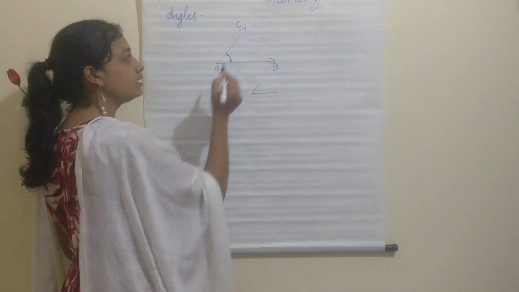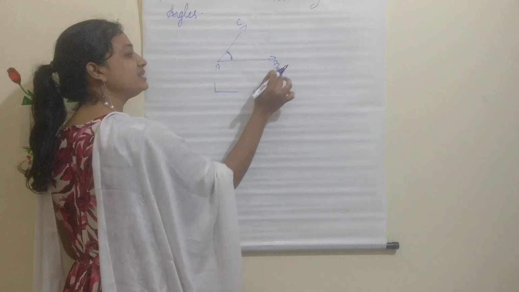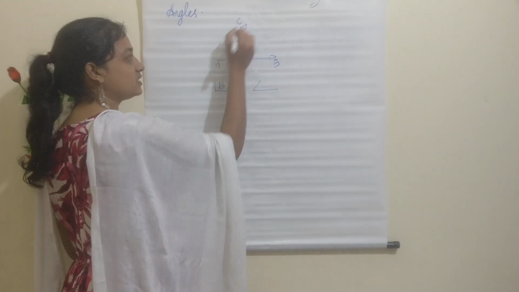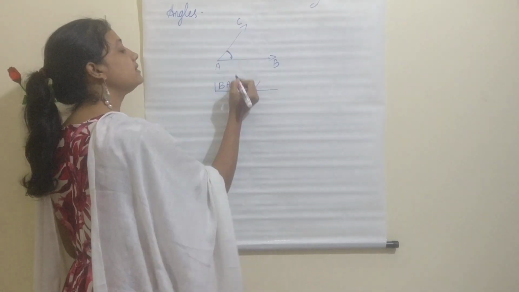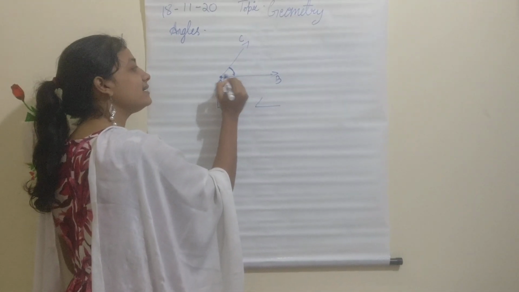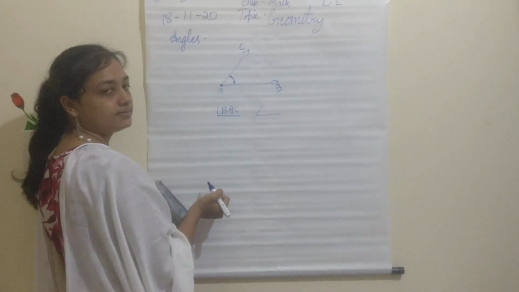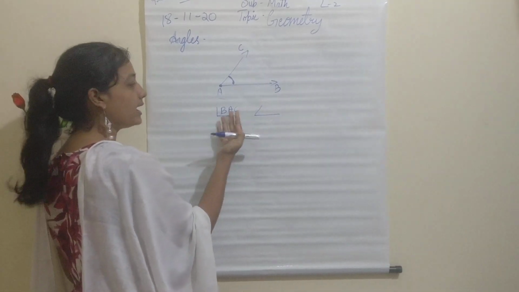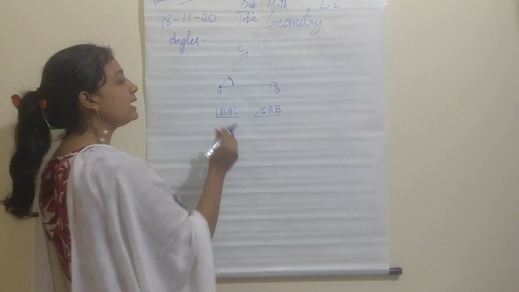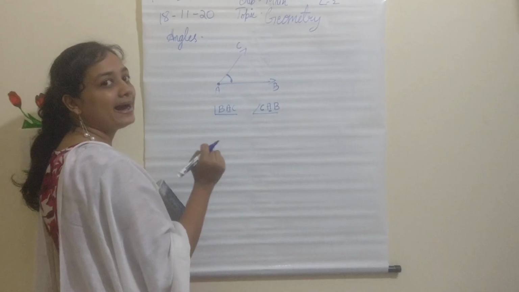How will you write? You should write from any point. You can start from here or here. So I start from here and write B, and I should go in this direction, A, C. So my main point is where my angle is. It is at point A. That point should be in the middle. The other two can be shifted. I can write the same thing, C, A, B also. But A should always be in the middle because that is the point where my angle is.